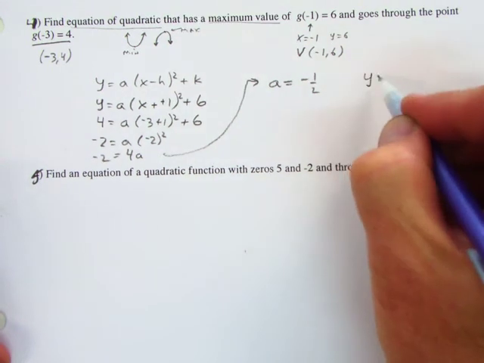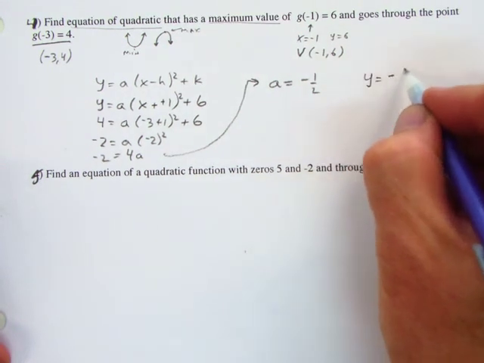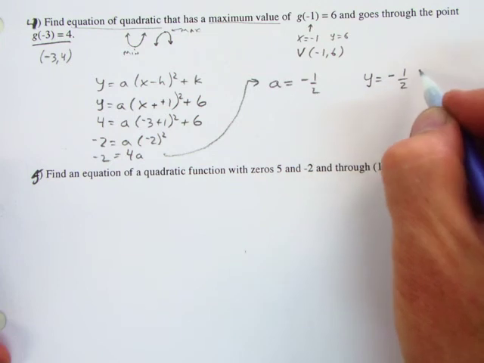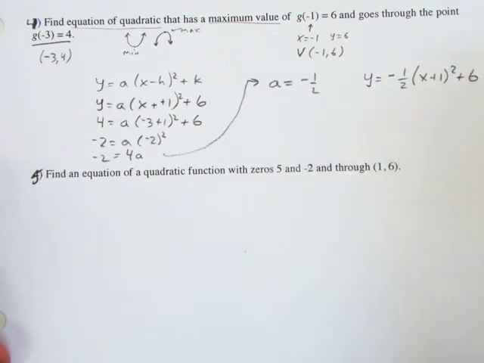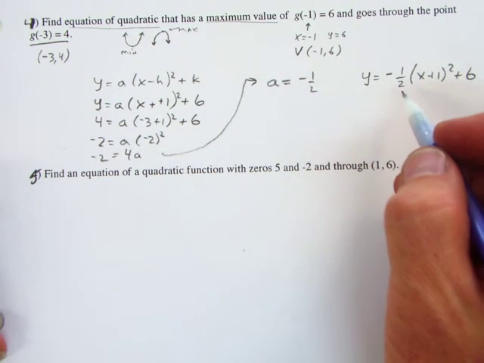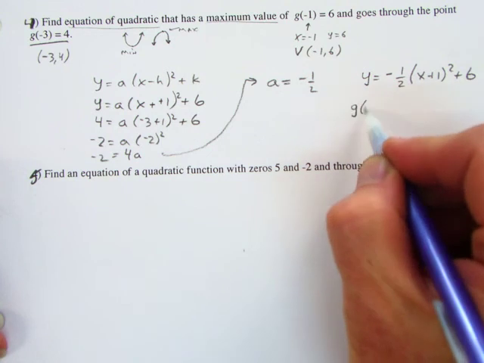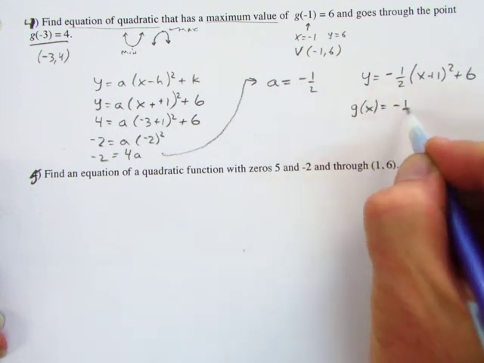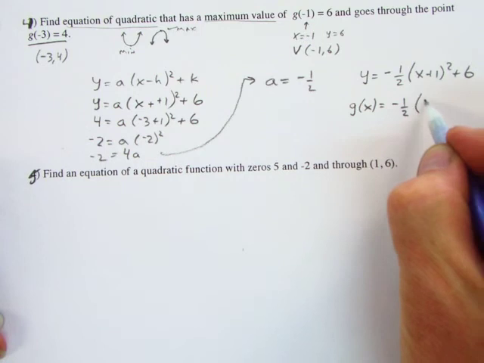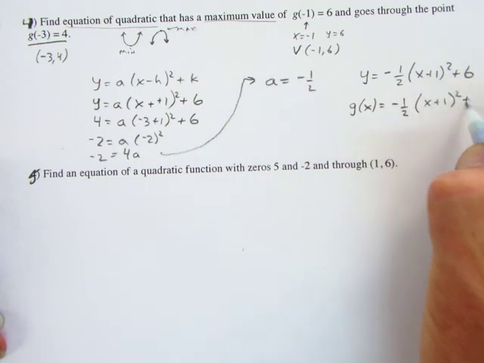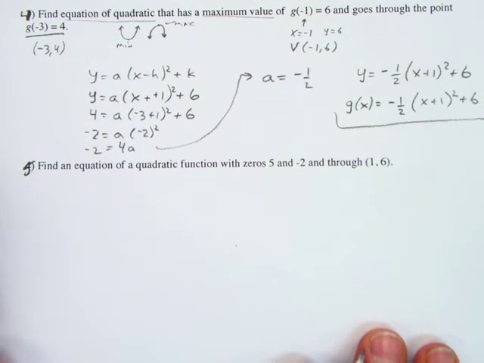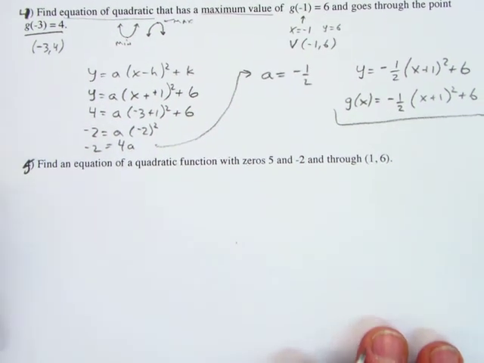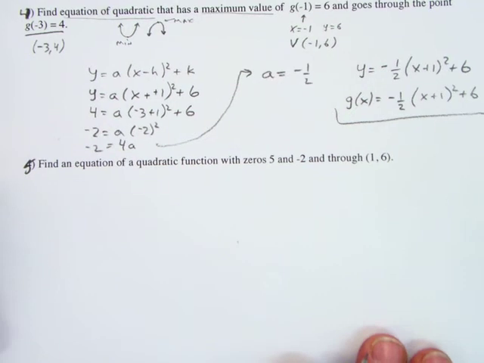Now let's write our equation. y equals negative 1/2 times the quantity of x plus 1 squared plus 6. Now, really I should not be using y. The problem said g. And so let's change that to g of x equals. And that's it.